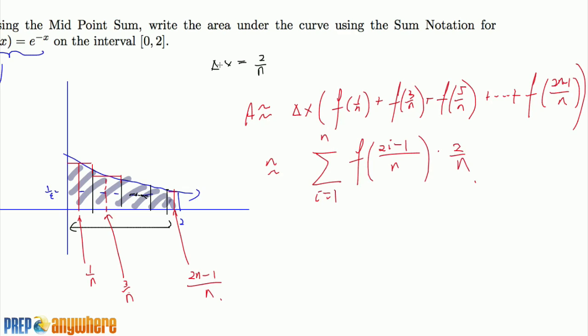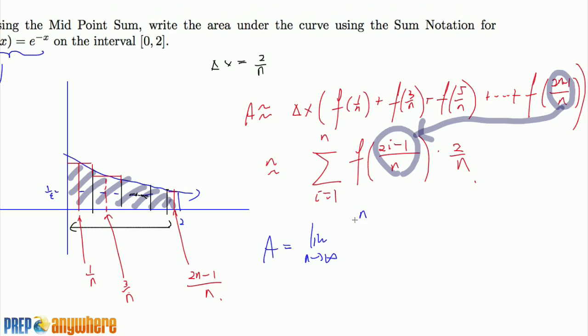So you can always get what you need to put here once you figure this last term out. It's the same pattern, right? So the area then is equal to the limit as n approaches infinity, of the sum from i equals 1 to n, of e to the power of minus (2i minus 1 over n), times 2 over n.